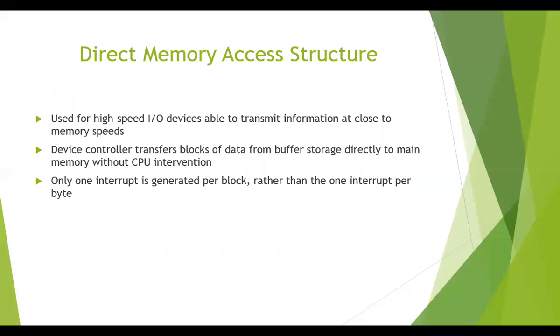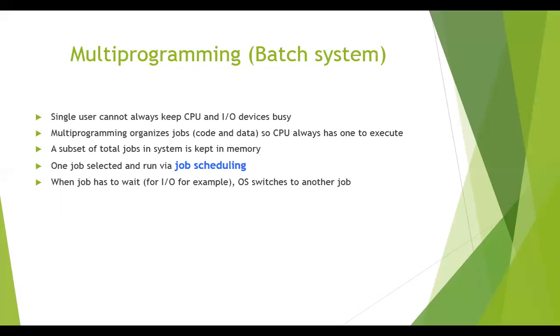DMA, that is, the direct memory access structure. Data can be transmitted between the I/O devices at constant speed without the intervention of the CPU. Here, the device controller transfers a block of data from buffer storage directly to main memory without CPU intervention. Only one interrupt is generated, to inform about the completion, rather than one interrupt per byte. There are many types of operating systems.